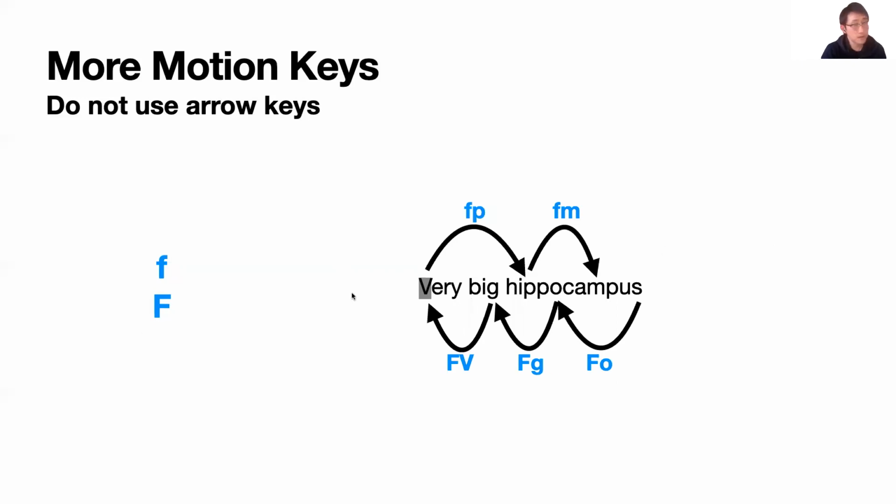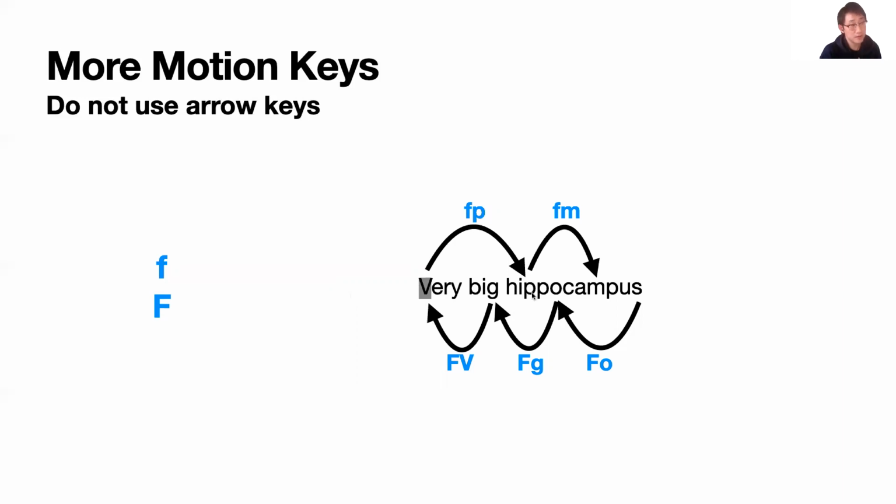Okay, this is the key that I really like. If you are in a line, you see a word and you want to move there, normally you press the arrow button until you get there. But you can do this. If you want to go to that P from here, you can press forward P, FP. Then it takes your cursor from here to the first P that you see, which is here.